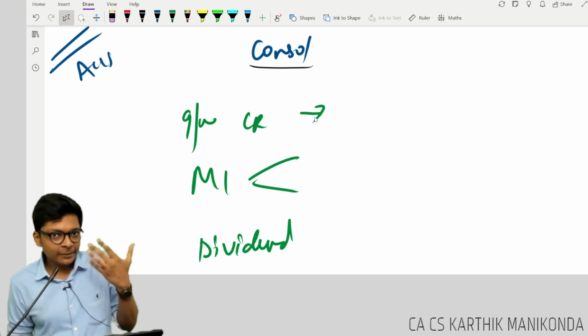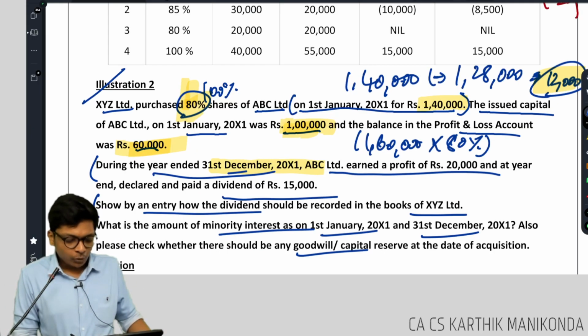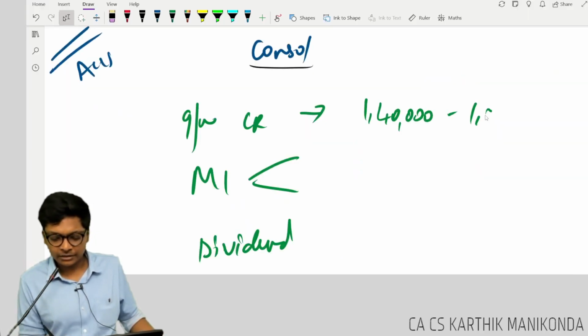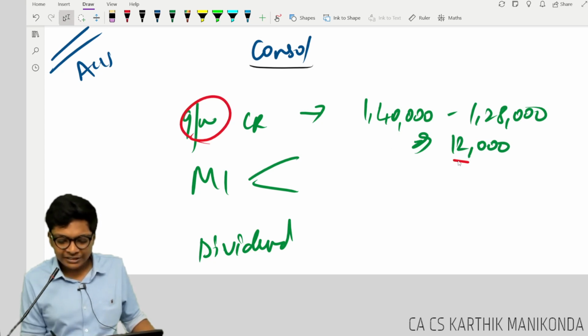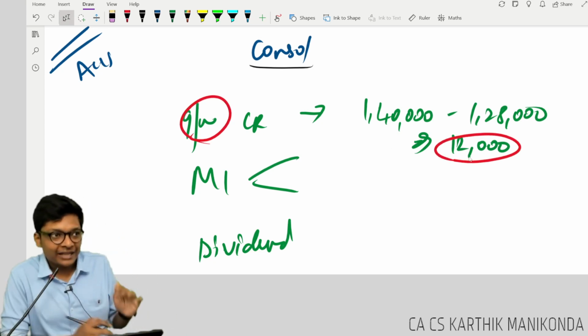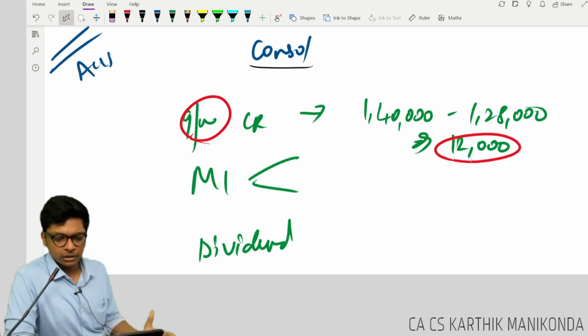While reading the question, we made a mistake and we learned it. What is that? Goodwill. So goodwill was 1,40,000 minus 1,28,000. 12,000 is my goodwill. Did you understand the logic, guys? Don't say positive now, goodwill; negative means capital reserve. The book has something like that. Ignore all of that. Learn the concept.